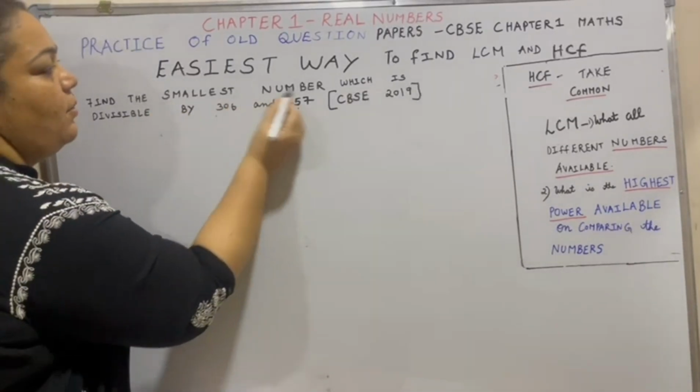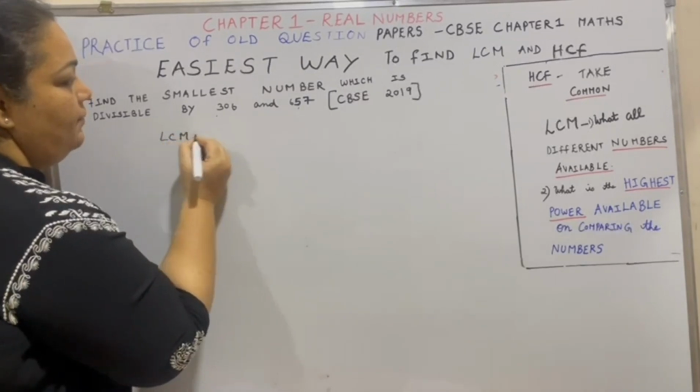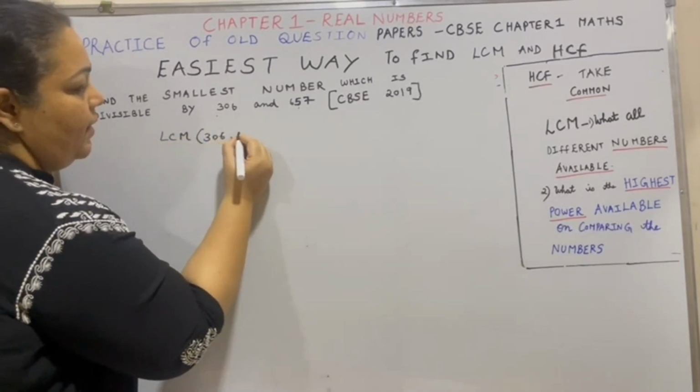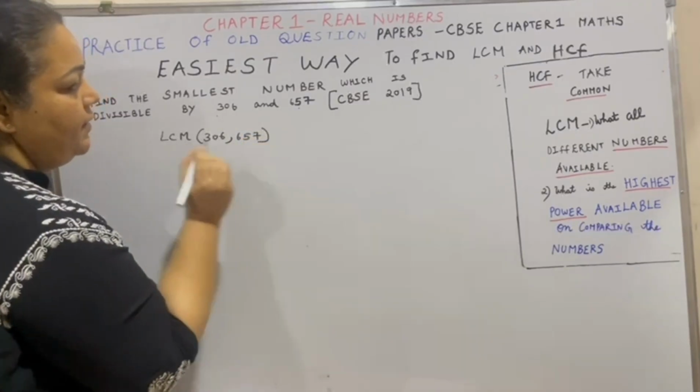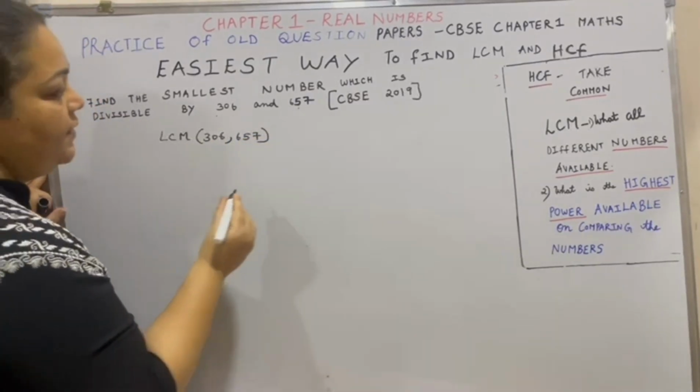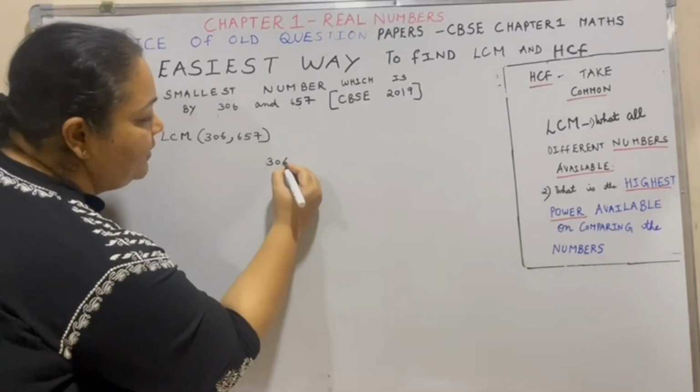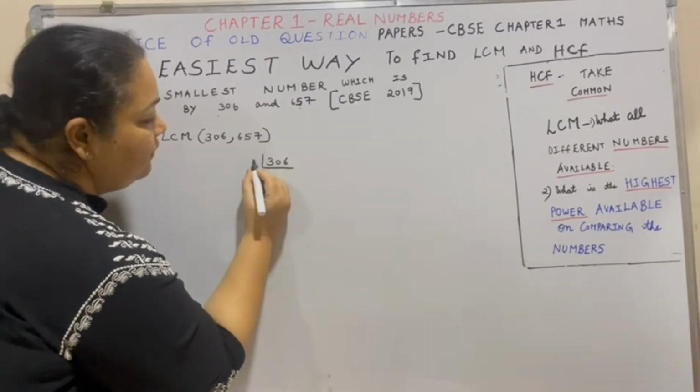They just said smallest number, so the smallest number is the LCM of 306 and 657. Let us find out the LCM. So what is the first step? The first step is to find the prime factorization. So, the prime factorization of 306.